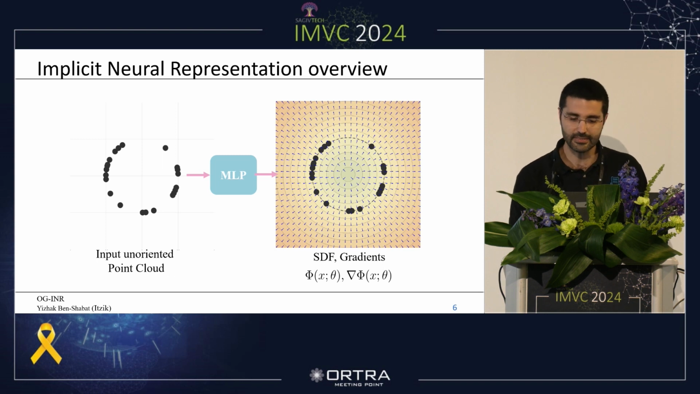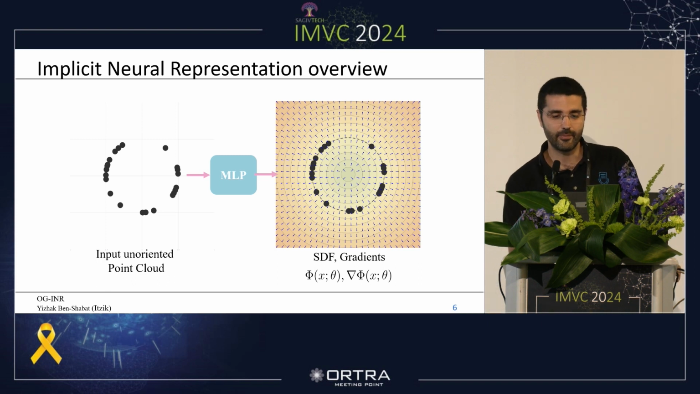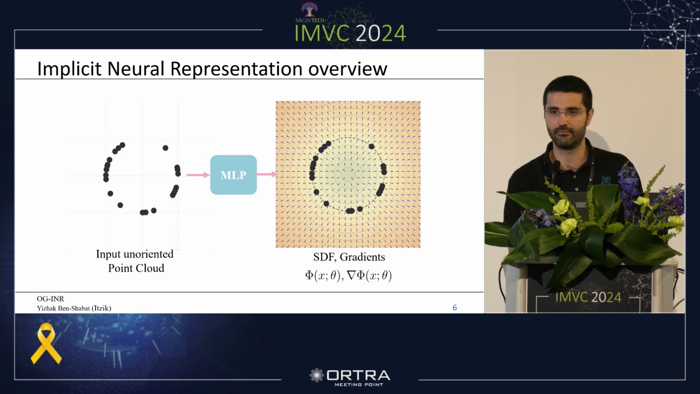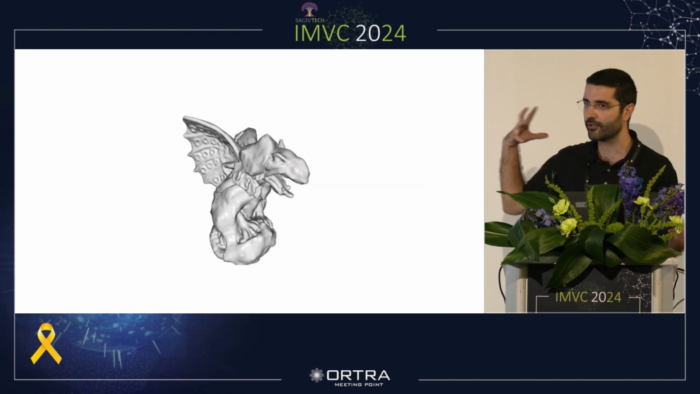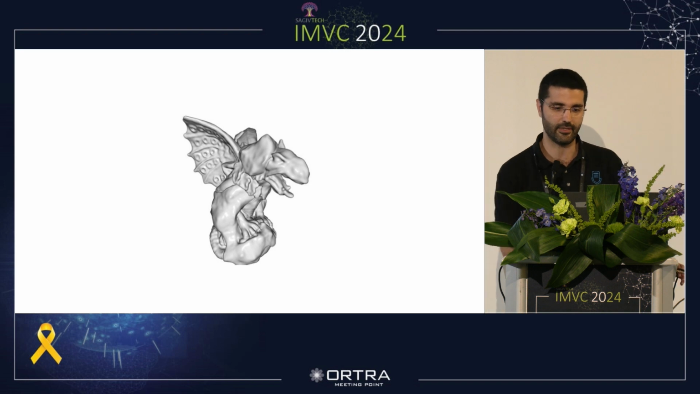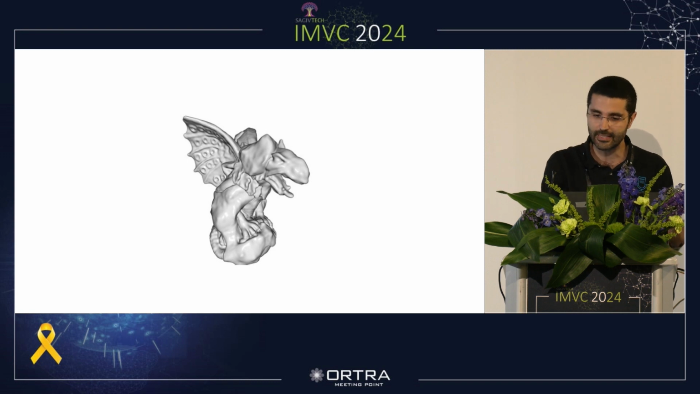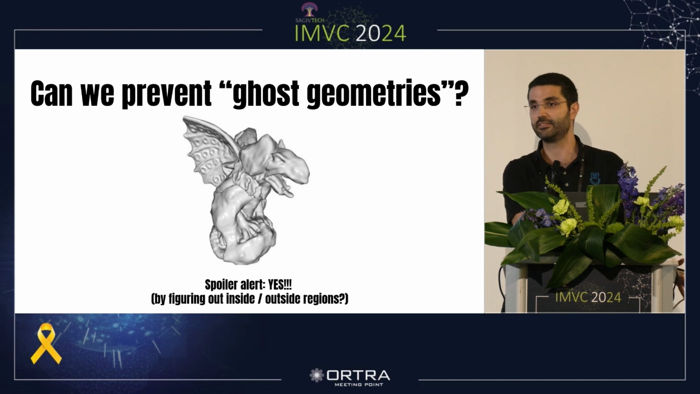Okay, but there is a problem here, right? We saw that if you take away the supervision of normal vectors, you basically get a lot of what we call ghost geometries. These ghost geometries are an inherent problem: the optimizer converges to an optimal solution, but one that looks like this, with a lot of bumps and clunks that are undesirable. After working for a while in this space, we asked ourselves whether we can prevent these ghost geometries from happening. And spoiler alert, the answer is yes.